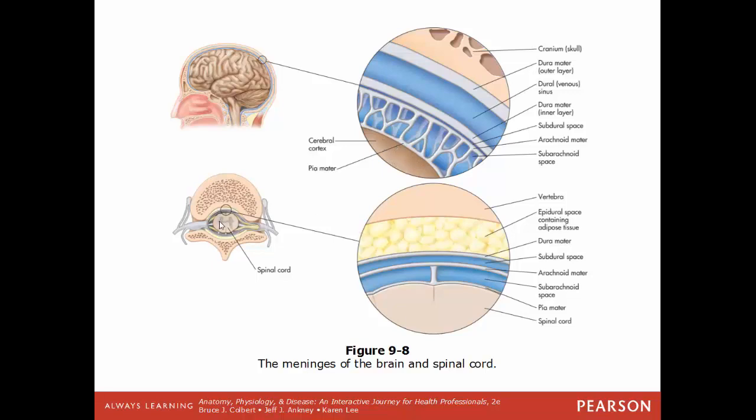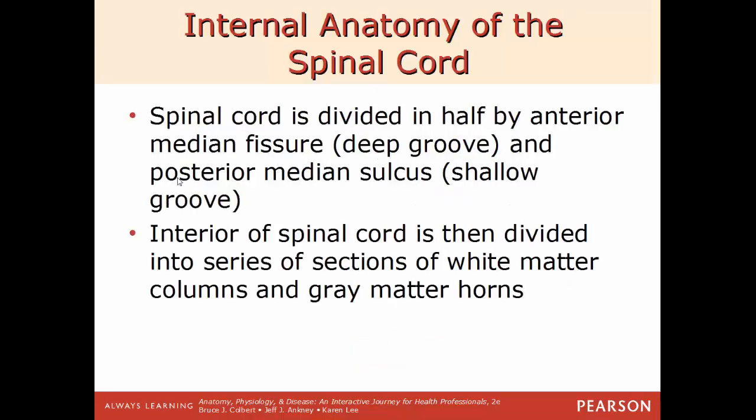You're looking at it from this view here, the spinal cord and the vertebrae here. The cord would be here in the lower portion of this image. The vertebrae will be at the back. You have the epidural space, where you have a lot of adipose or fat tissue. Then you have the dura mater. Then you have the subdural space, then the arachnoid mater, subarachnoid space, then the pia mater, and then the spinal cord. Next we'll talk about the internal anatomy of the spinal cord.